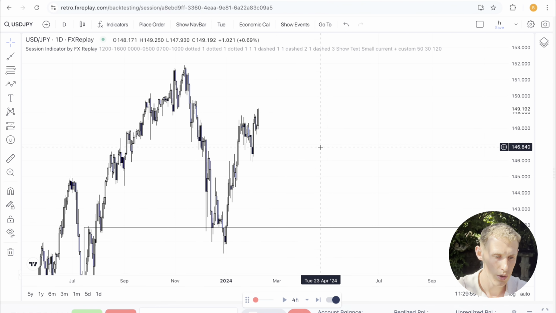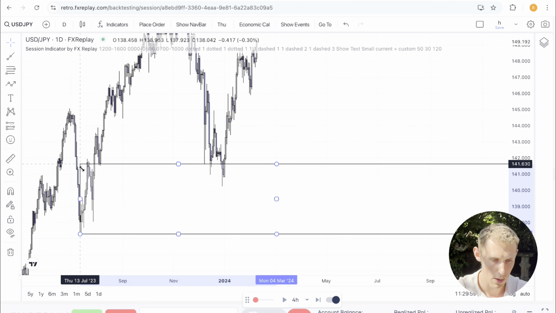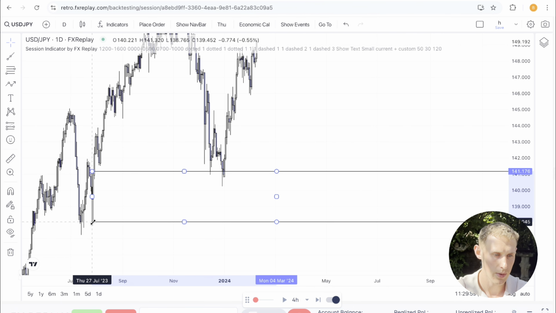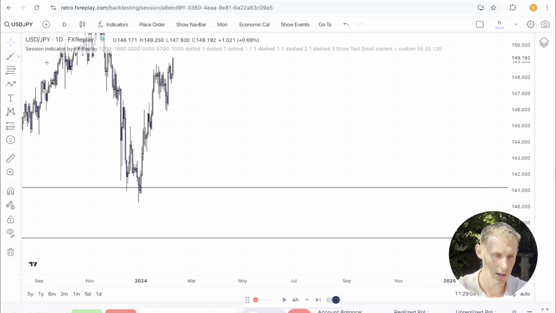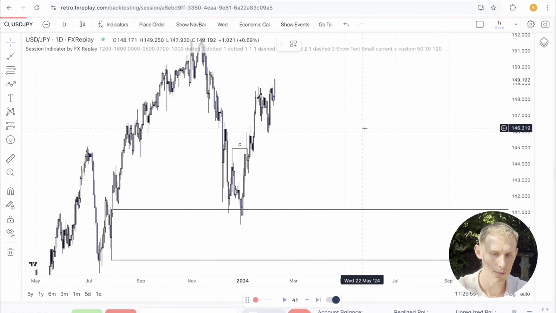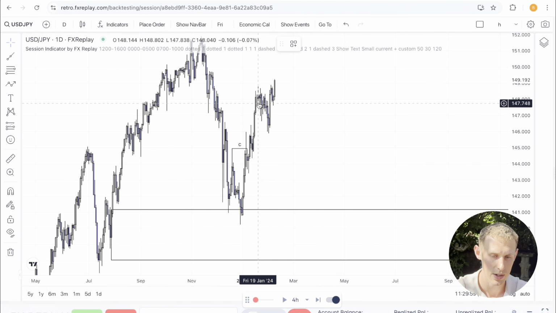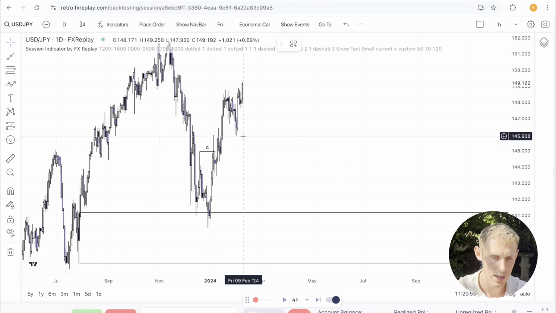So if we're going over to the daily time frame, we can see some of the more refined structure. In particular, we had this daily change of character. So again, from this bearish structure to bullish structure, that is the change of character. We then had a retracement into this area of demand.